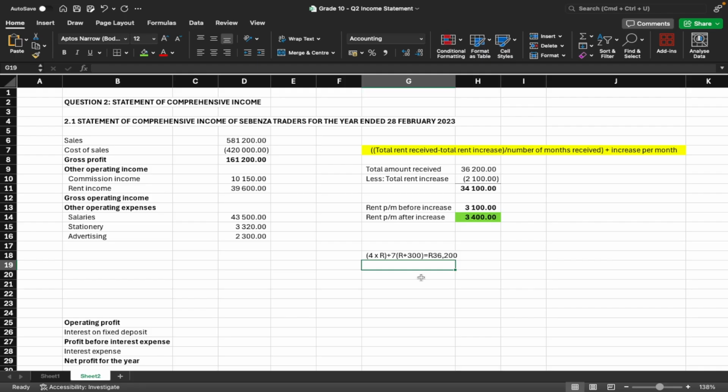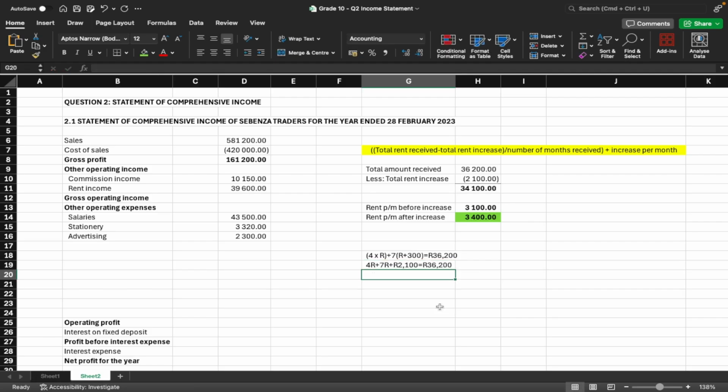You just plug it in. So let's use this formula. I know that 4 multiplied by r is 4r, so I'm going to put 4r there, plus 7 multiplied by r is 7r, and then we add 7 multiplied by 300. 7 times 300 is 2,100 rand, plus 2,100 rand equals 36,200 rand. So I'm working out my formula here.